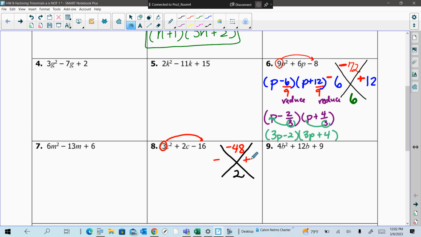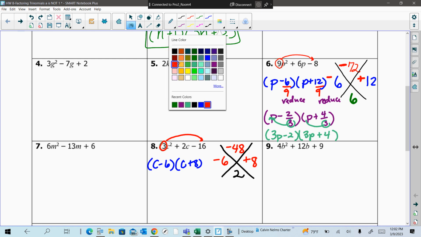But basically, I know 8 times 6 gets 48, and the difference between 8 and 6 is 2. So that means since I have a positive 2 here, the 8, the bigger number, has to be positive, and the 6 has to be negative. So when I write my factors here, I'm going to have c minus 6 and c plus 8.